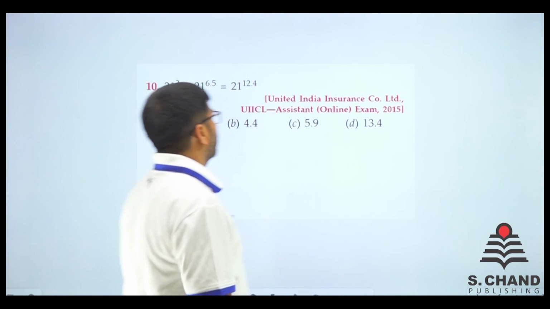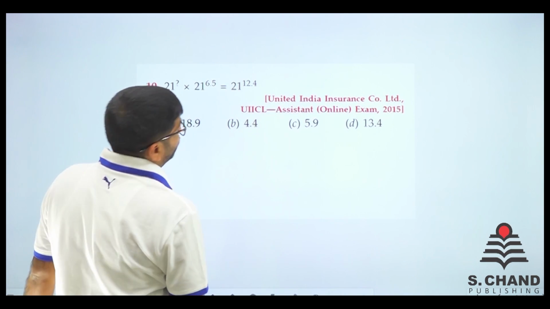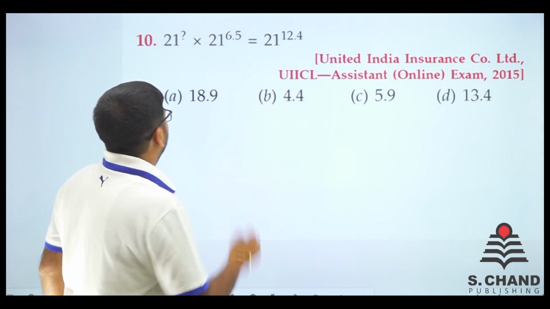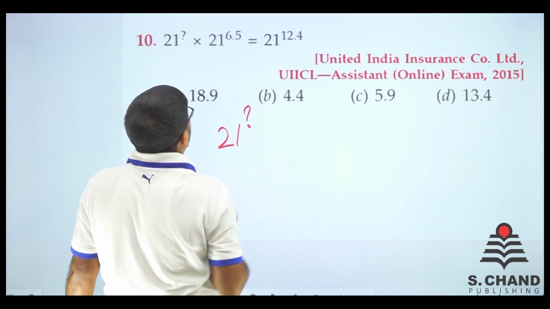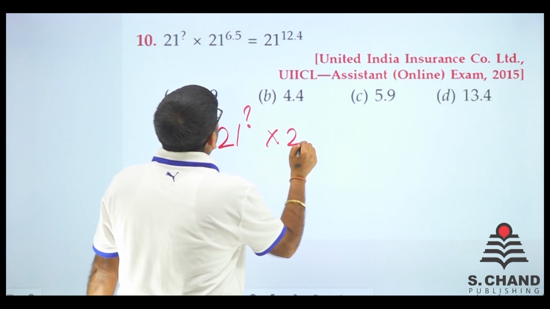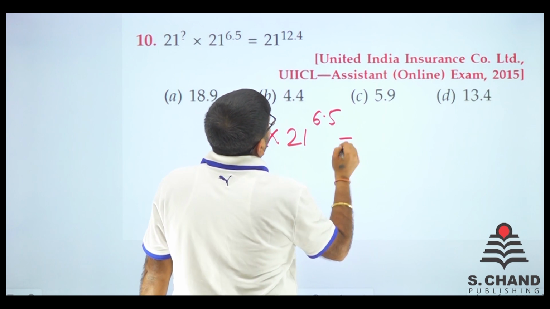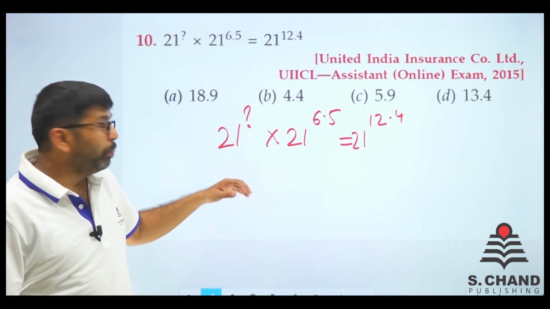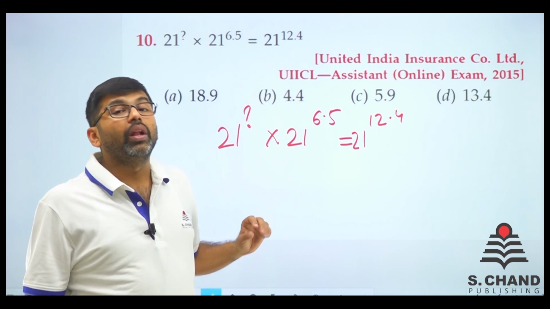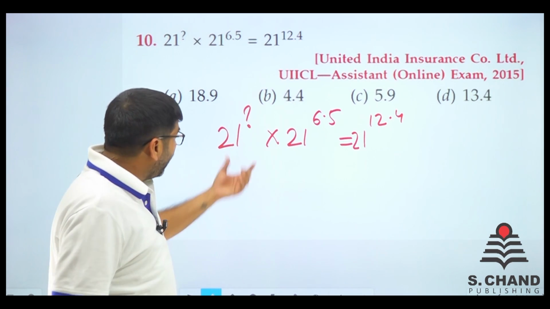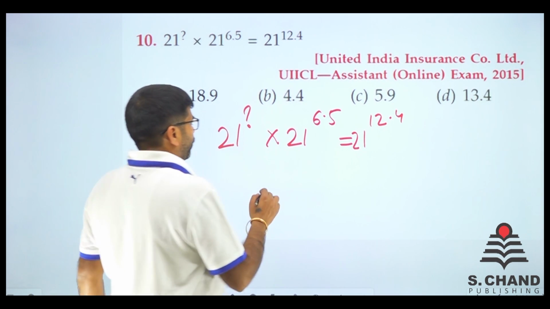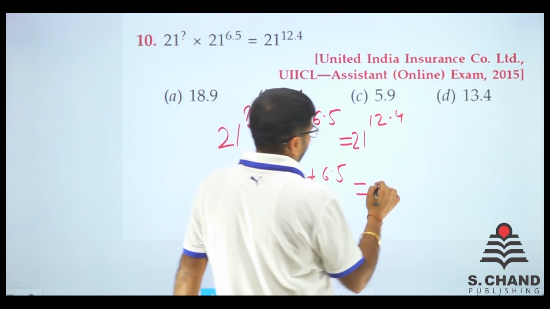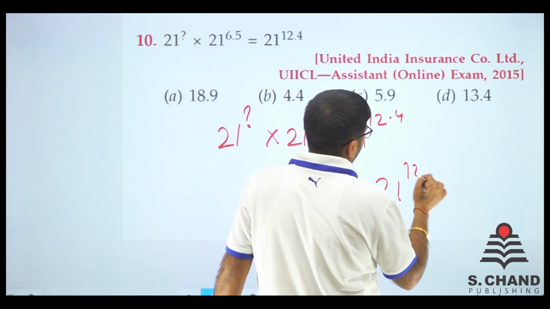Let's do some more questions. United India Insurance Company Limited exam 2015. So write the question first. It says 21 raised to power question mark into 21 raised to power 6.5 is equal to 21 raised to power 12.4. See, the question may look a tougher question, but I don't think it will be. Why? If the bases are same, what we'll do is just add the powers. So question mark plus 6.5 is equal to 21 raised to power 12.4.